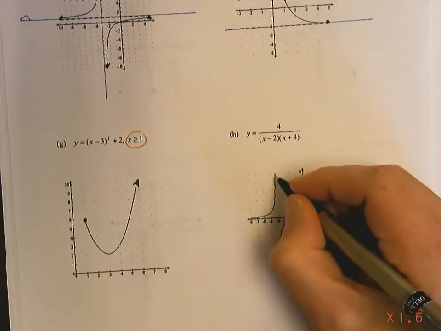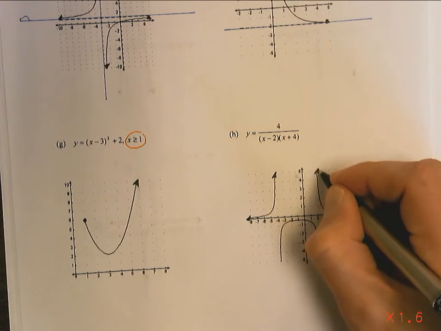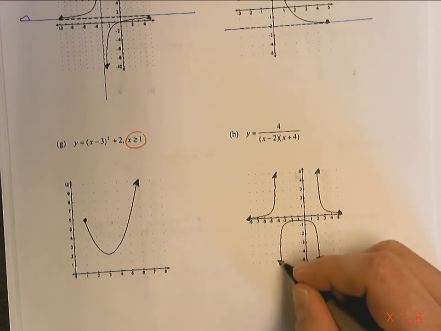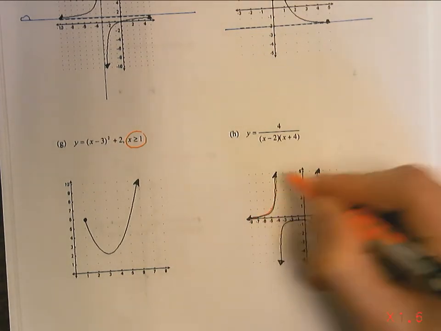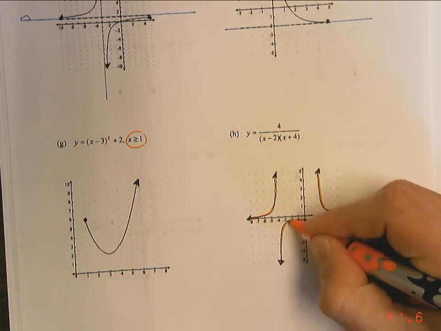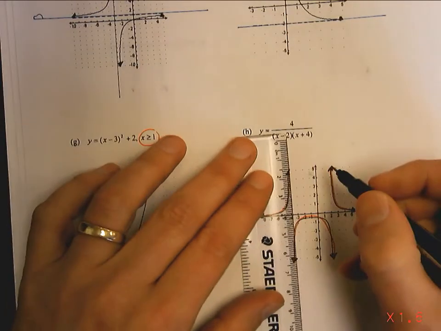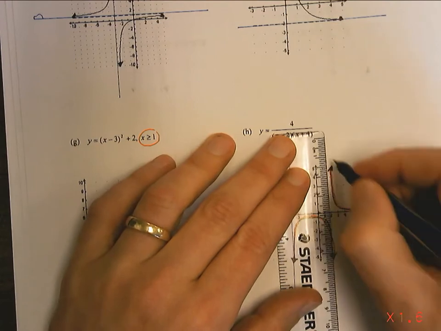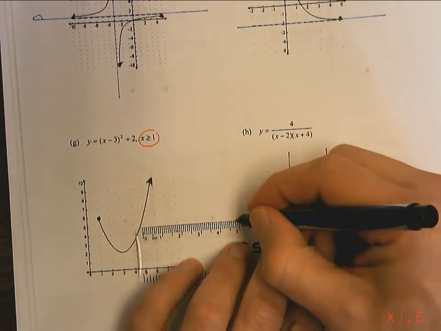And this one over here is going to have an arrow here, an arrow here, an arrow here, an arrow here, an arrow here, and an arrow here. And these are all parts of the same function. So that, and that are all the same function. And you're supposed to be able to see some asymptotes here. So there's a vertical asymptote here, there's a vertical asymptote here, and there's a horizontal asymptote here.